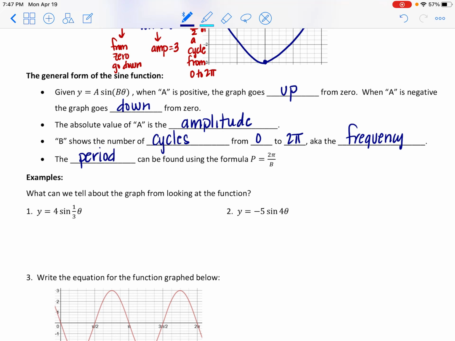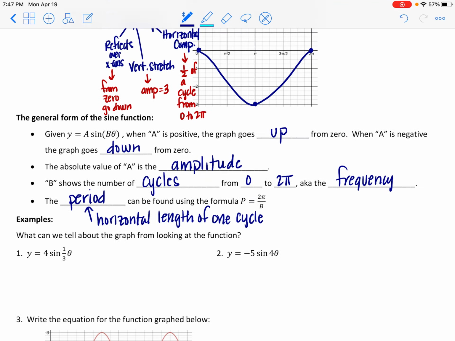The period, remember, is the horizontal length of one cycle. How long does it take for a cycle to happen? So if we take 2 pi and we divide it by b, which is how many cycles we're supposed to have from 0 to 2 pi, then we will find precisely that, how long it took for one cycle to happen. Okay, so let me just show you how that works here.